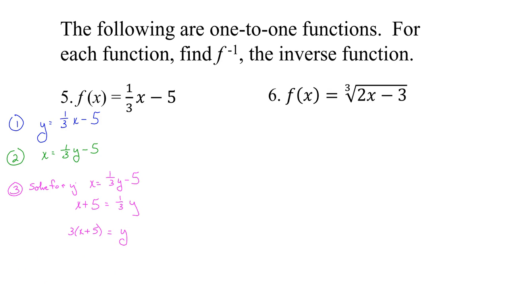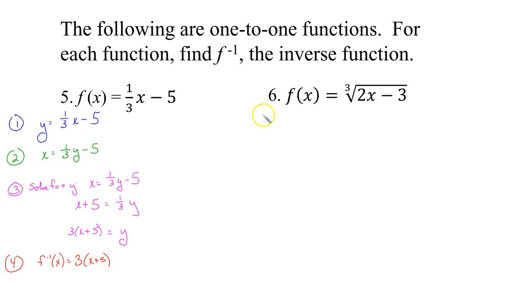Okay, so then the last step, once again, is a cosmetic step, kind of like the first one. In place of y, I'm going to rewrite this as f inverse of x, and f inverse of x is equal to 3 times x plus 5. You could distribute this and make this 3x plus 15, or you can simply leave it as 3 times x plus 5. And we're done. Let's move on to problem number 6.